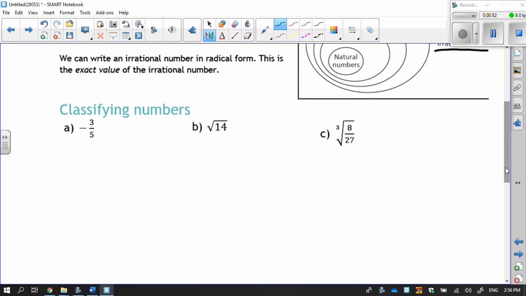You can write an irrational number in radical form. This is the exact value of an irrational number. So if we plug these into our calculator, we will see that this one, the square root of 64, which is 8, ends. So this is rational.